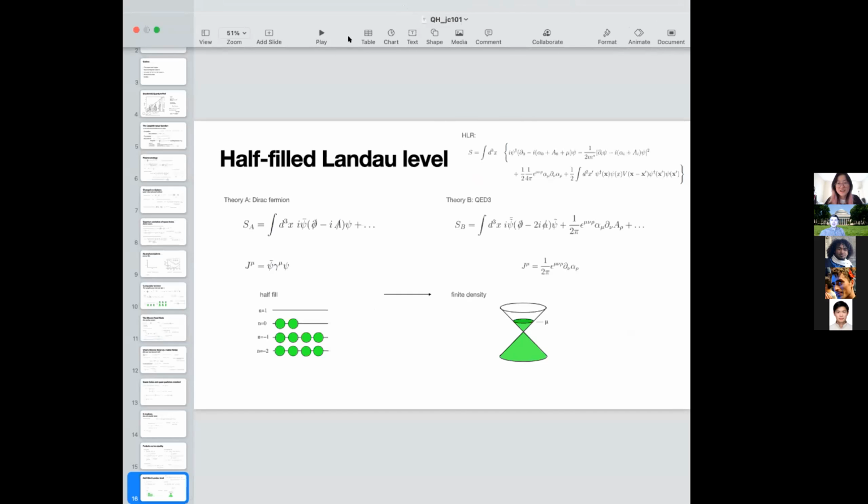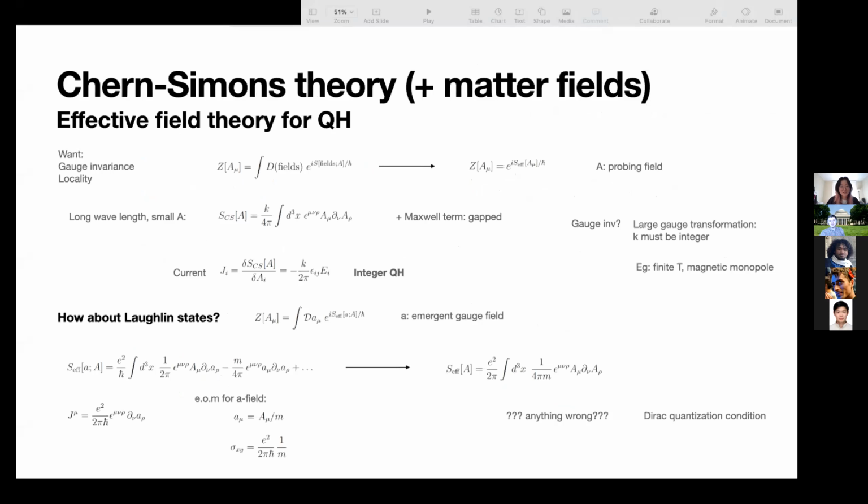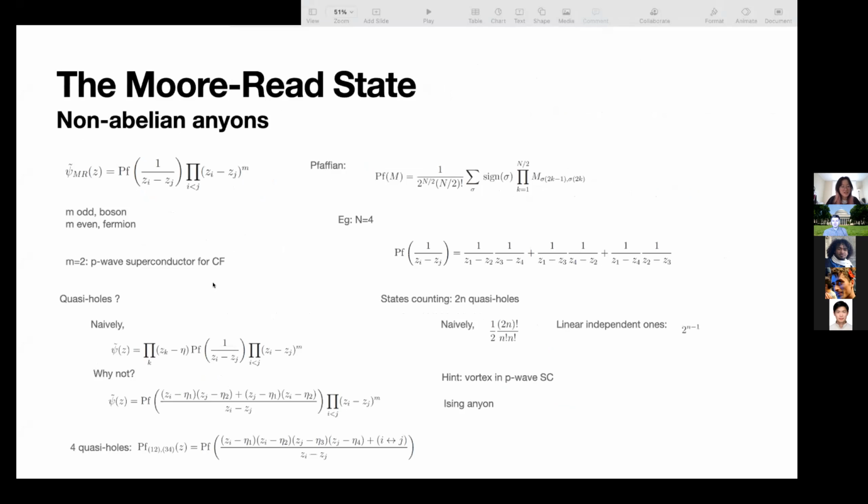Yeah, so I had one question. When you wrote down the Moore-Read state, you said for m equals 2, it's a p-wave superconductor. And so I was wondering if there's any physical way to understand this. Is there some sort of instability to pairing, or is it just like we're writing down this state and it is the description of a p-wave superconductor?